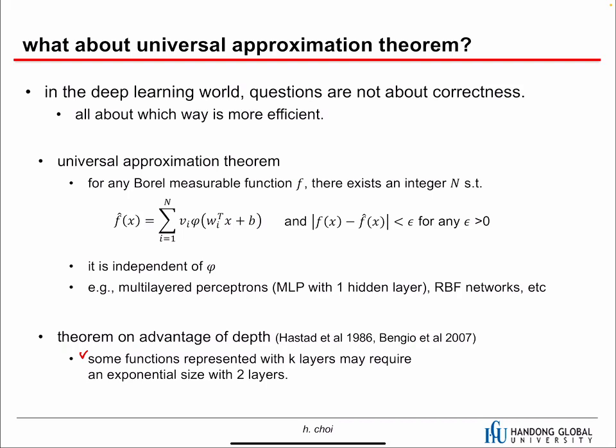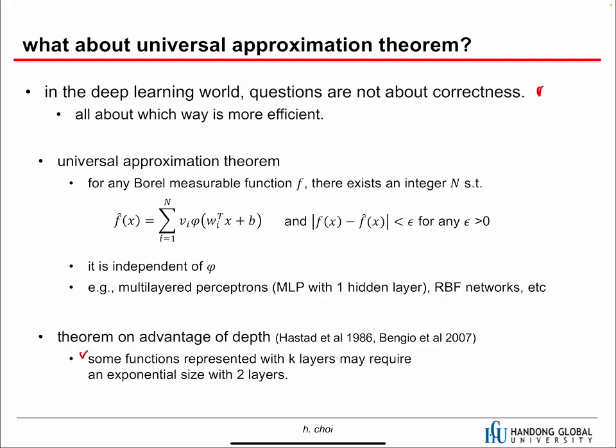That's the problem. So in this slide, what I want to say is that in the deep learning world, questions are not about correctness. Which one is right and which one is wrong? That's not the question in deep learning. The more important thing is which one is more efficient. That should be our question in deep learning. So even with one hidden layer in a neural network, we can approximate any function. Theoretically, that's possible. But practically, that's not possible because it's not efficient.